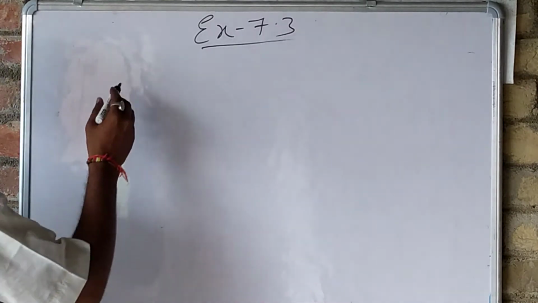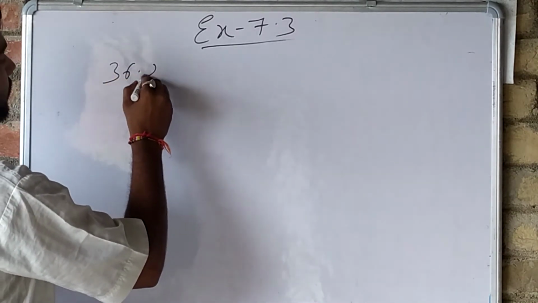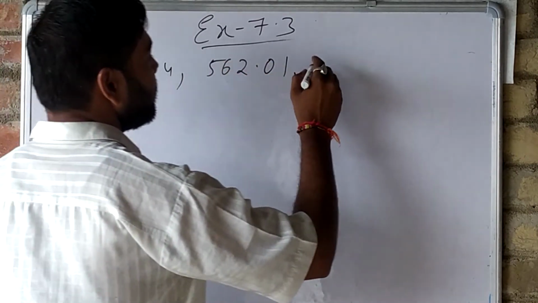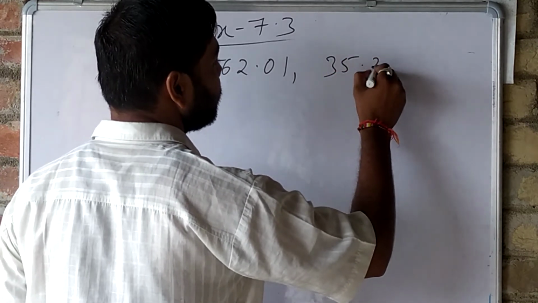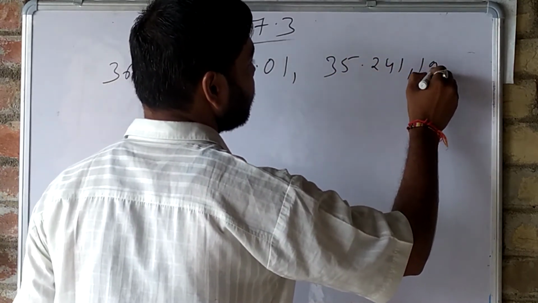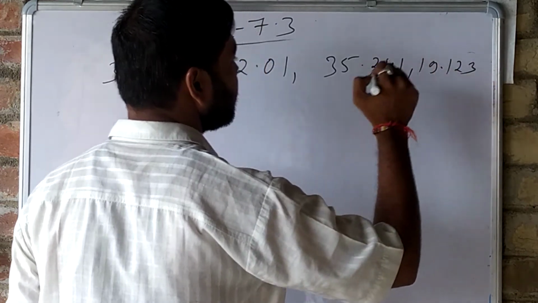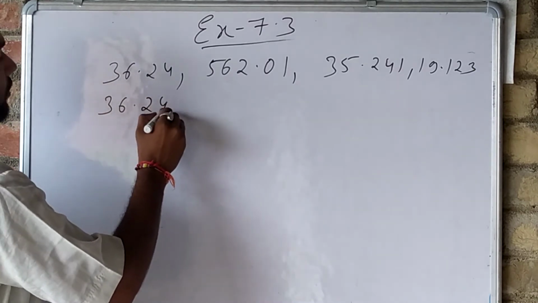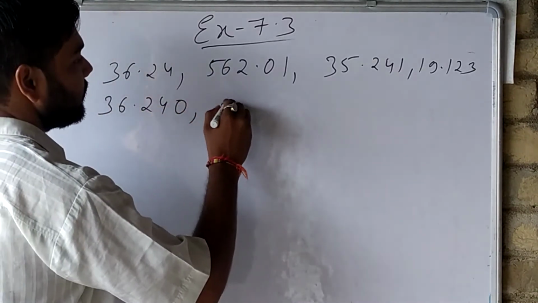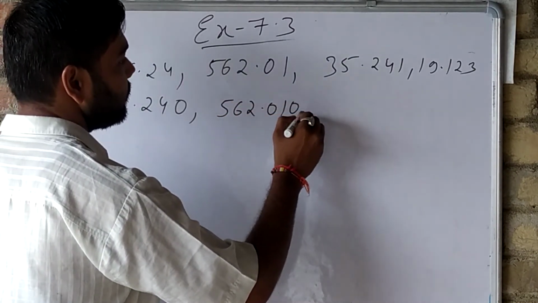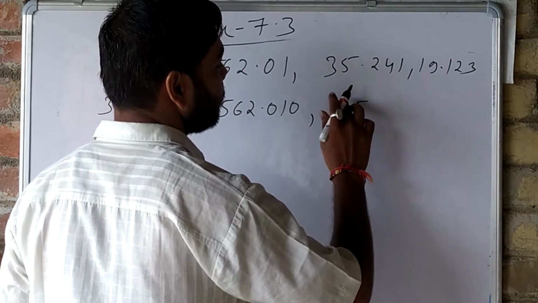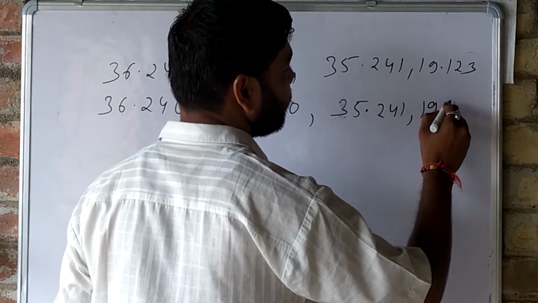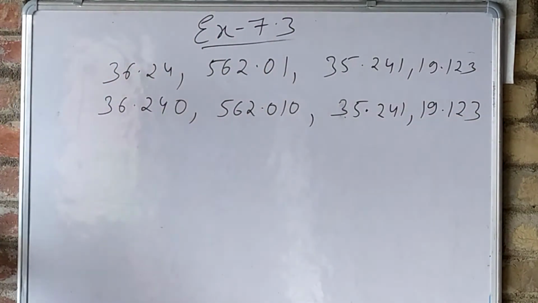See one more example. 36.24, 562.01, 3, 35.241, 19.123. Okay, see here, first of all we have to convert into like decimals. 36.240 we will place, 562.010, 35.241, 19.123. Now we have converted into like decimals.